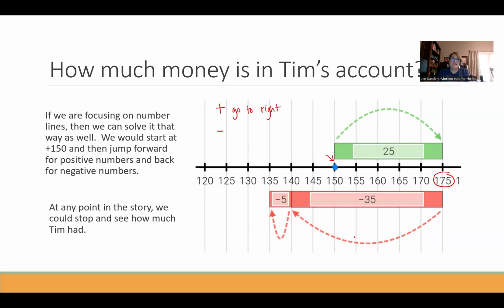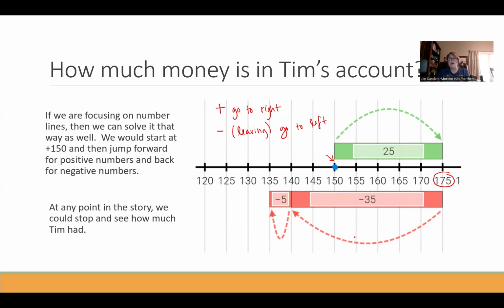Anything that is leaving the account is going to go to the left. So here, you didn't have to do it above and below. I just thought it'd be a little bit cleaner if you saw me jump backwards below. So here is that 35 that he's withdrawing to buy that video game, and then that $5 of the fee that he has to pay for withdrawing that money.